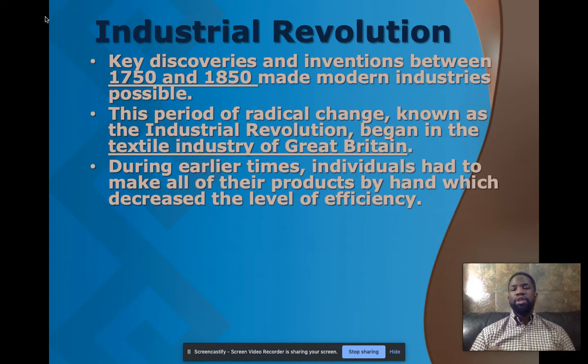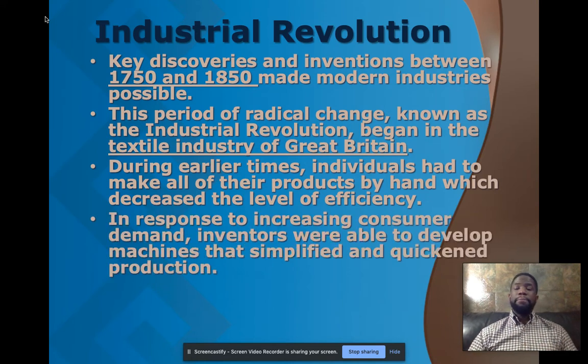But the Industrial Revolution really gathered its footing in the textile industry of Great Britain. Make sure you write that down and remember that. You will need to know that for your quiz and test. Because during earlier times, everything was made by hand, as we indicated in the previous slide.